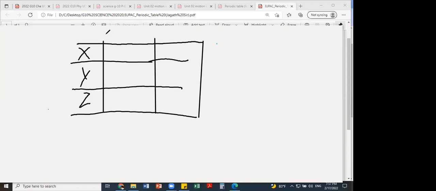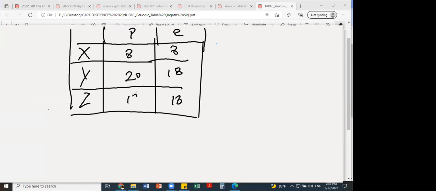There are three elements. I didn't give the real symbols; they are hypothetical elements. Now I'll write protons and electrons. The first one, 8 and 8. The second, 12 and 11. The third, 20 and 18. And this one, 18 and 17. Now my first question: out of the elements X, Y, Z, which element is neutral?